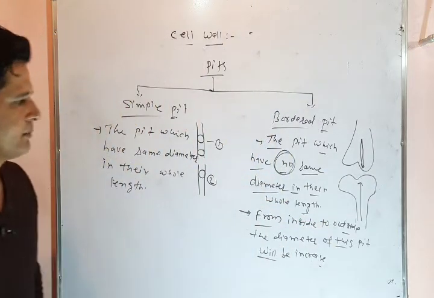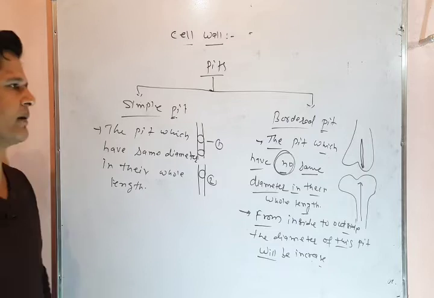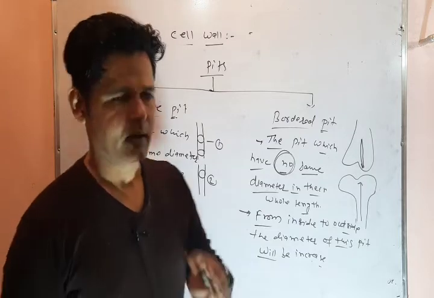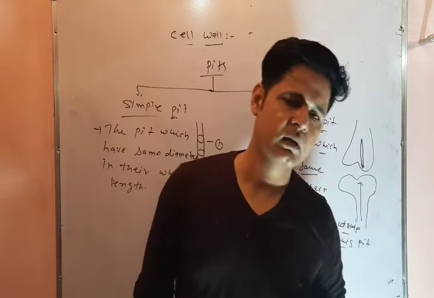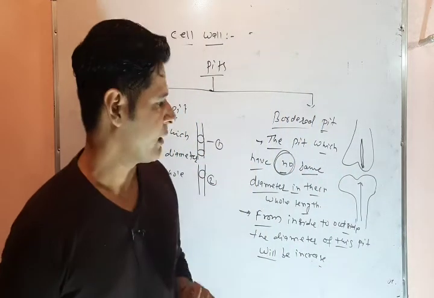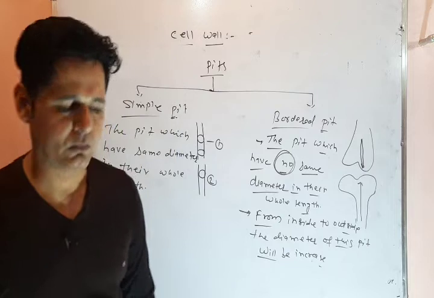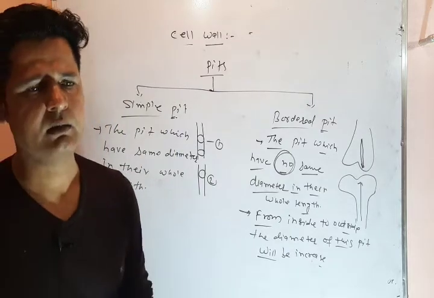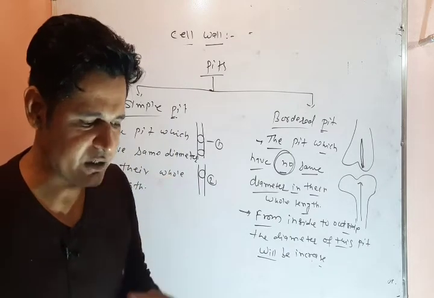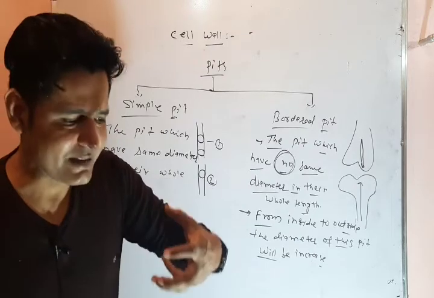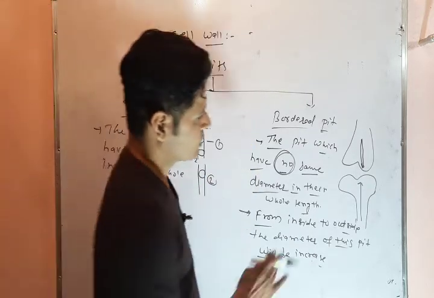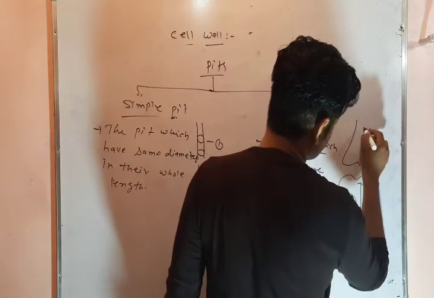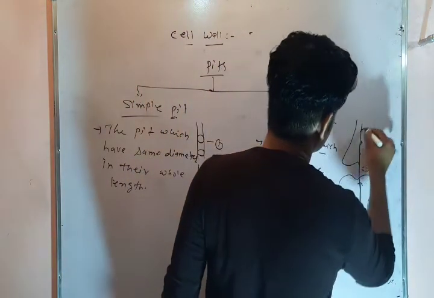This is the big difference between the simple pit and the bordered pit. If the diameter is the same over the whole length, that is known as a simple pit. If the diameter is not uniform, that is known as a bordered pit. In a bordered pit, the diameter will increase from inside to outside. So these are the differences. You can say that this structure is known as the pit membrane.